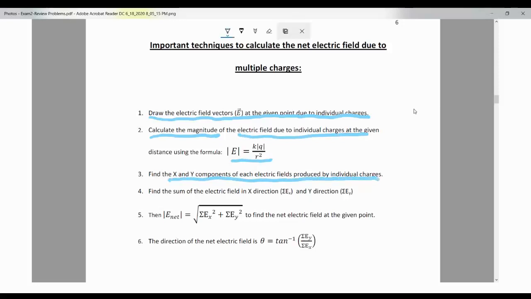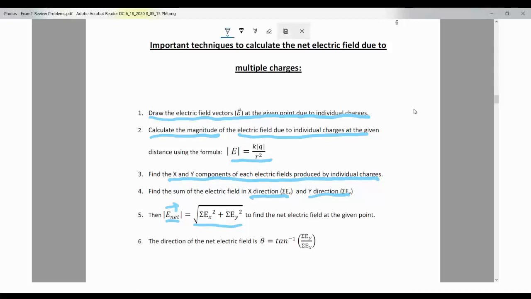And then find the sum of the electric field in the x direction and the sum of the electric field in the y direction. After that, you are pretty much done. The net electric field is then given by the square root of the sum of the x squared plus the sum of the field in y squared, right? Square root. And since electric field is a vector, this just calculates the magnitude.